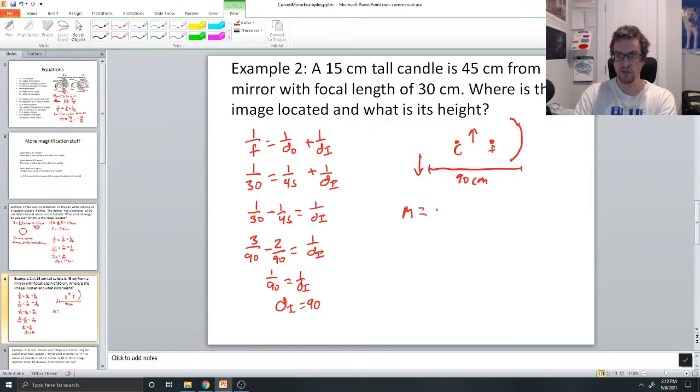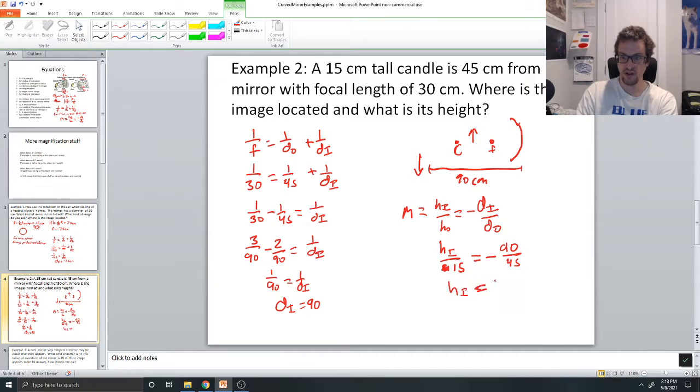So remember that magnification equals hi over ho, which equals negative di over do. Well, I know ho, which is 15. So hi over 15 is equal to negative di over do. di is 90, do is 45. So hi equals negative 15 times 2, negative 30 centimeters. Okay, so in other words, the negative sign means it's inverted. We already knew that was going to happen from our ray diagrams. So that matches as well.